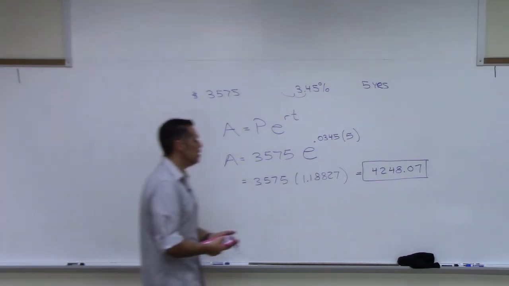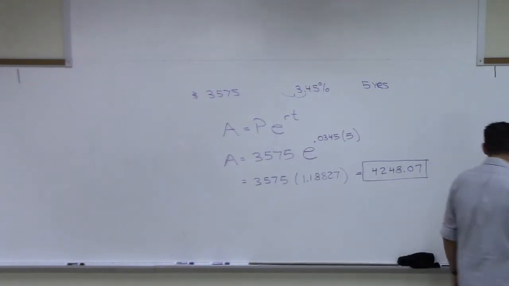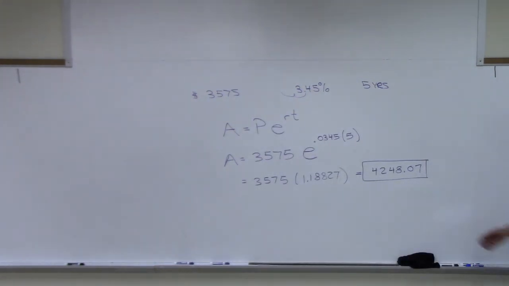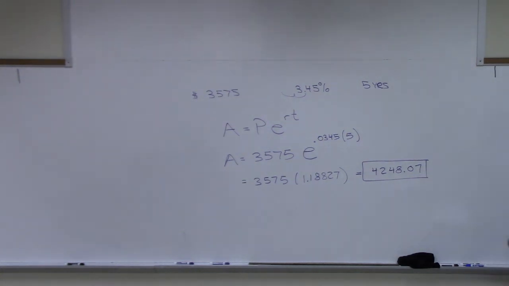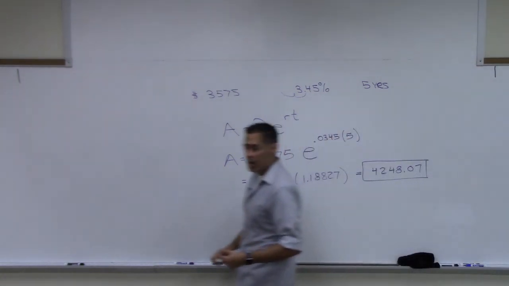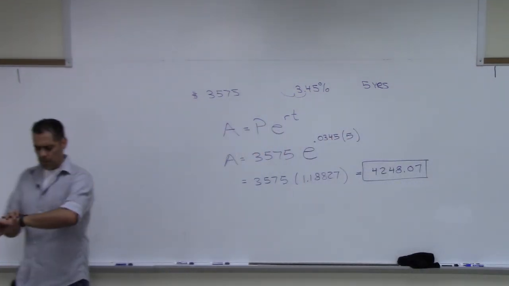All right, so if you put that much money into a simple interest account, leave it there for 5 years, your money will grow from $35.75 to $42.48. But that's 5 years it's been in there. Okay. What else? We're doing okay on time here.